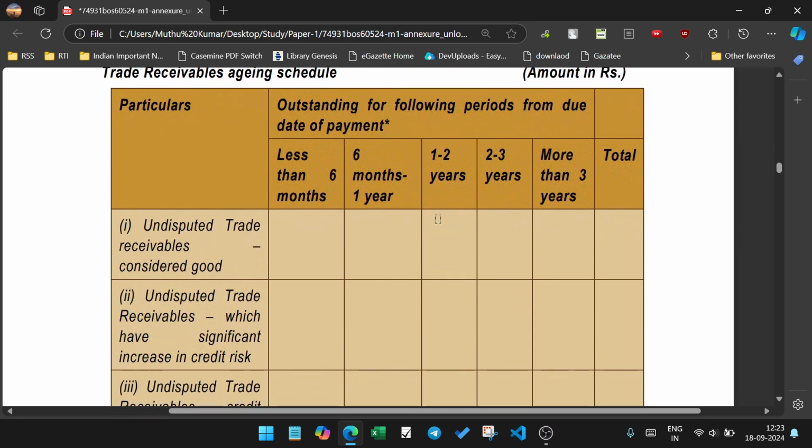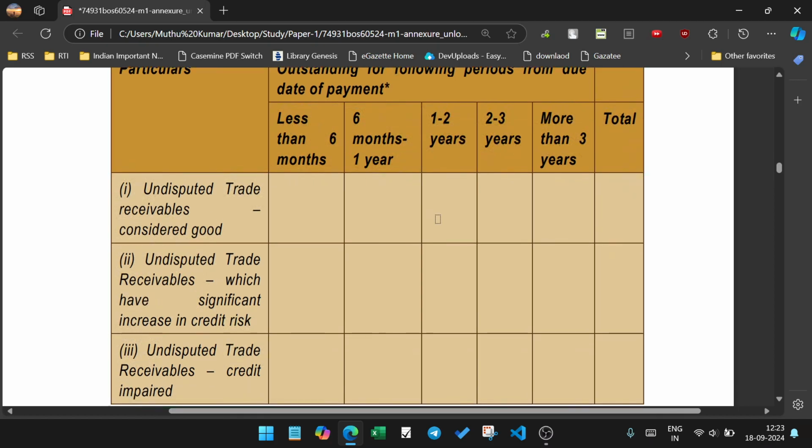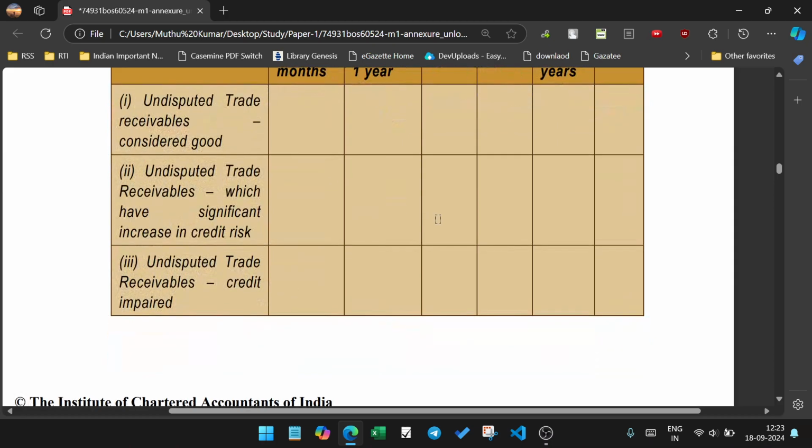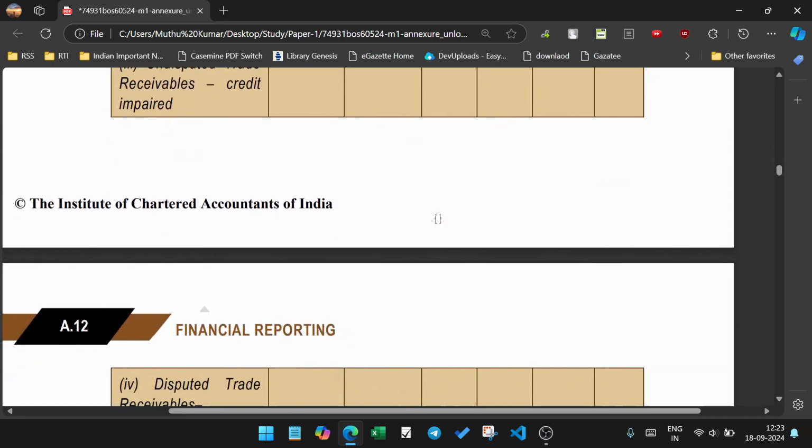Outstanding for the following periods from the due dates: less than 6 months, 6 months to 1 year, 1 to 2 years, 2 to 3 years, more than 3 years. Undisputed trade receivable considered good. Undisputed trade receivable which has significant increase in credit risk. Undisputed trade receivable credit impaired.